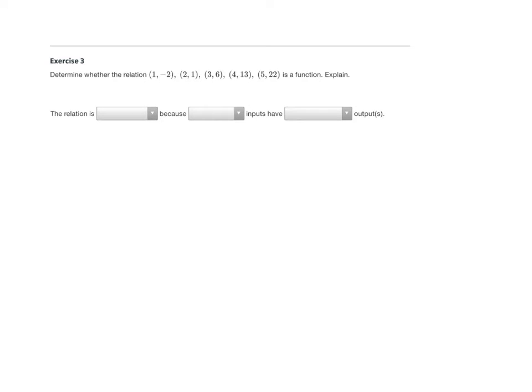And so what we want to look at is inputs. Do we have any duplication in the input? So 1, 2, 3, 4, 5. No duplication in the inputs. This is a telltale sign that this is a function. Now how they wanted you to answer this, I believe, is the relation is a function because each input has one output.